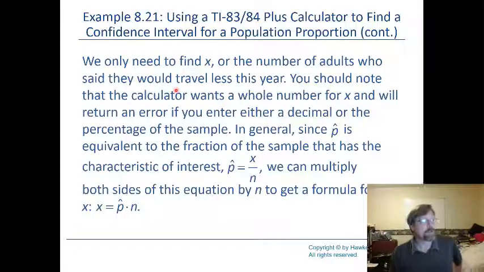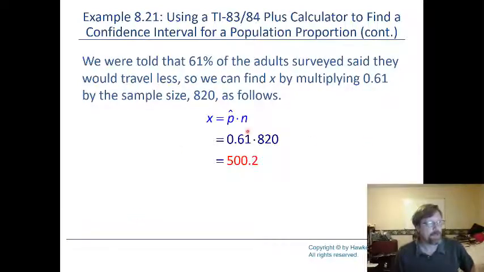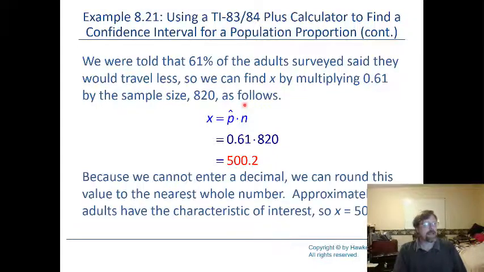So in this case, we need to find x first, as I said. Since p hat is 61%, it's going to be x over n. We can rearrange that equation to get x equals p times n. So 0.61 times 820, we get 500.2. We can't have a partial adult, so we can round this to the nearest whole number. So we've got 500 adults have the characteristic of interest.